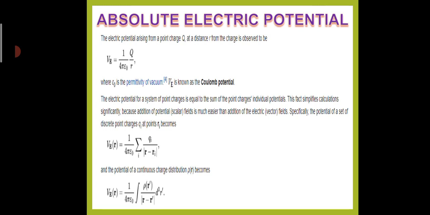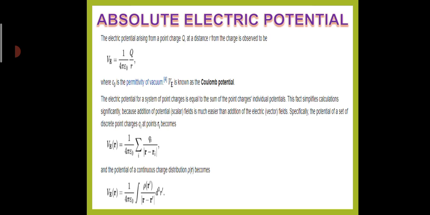Here, the electrical potential arising from a point charge Q at a distance R from the charge is observed to be VE equal to 1 upon 4 pi epsilon 0 into Q divided by R square, where epsilon 0 is the permittivity of vacuum. So VE is known as the Coulomb potential. The electrical potential for a system of point charges is equal to the sum of the point charges' individual potentials. This fact simplifies calculations significantly because the addition of potential scalar fields is much easier than the addition of electrical vector fields.